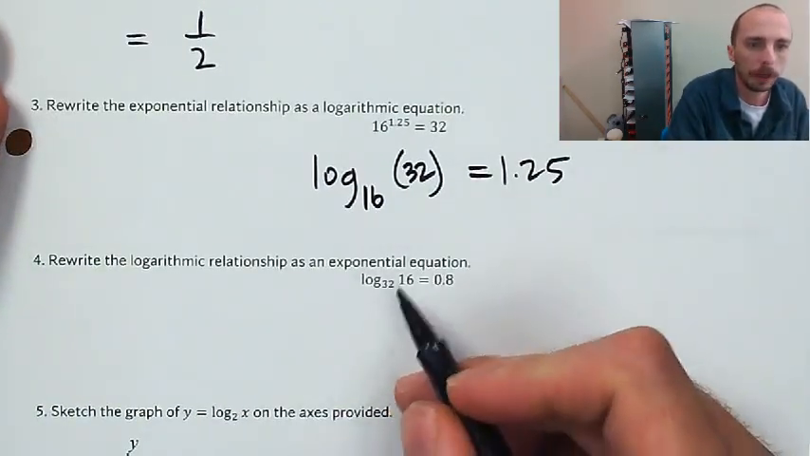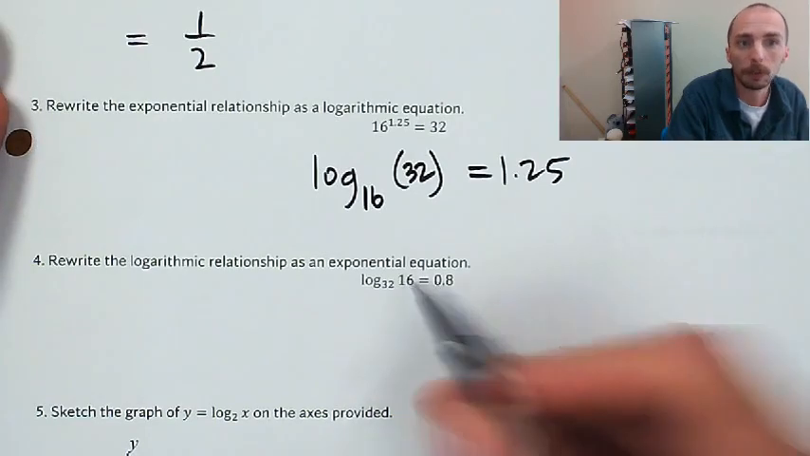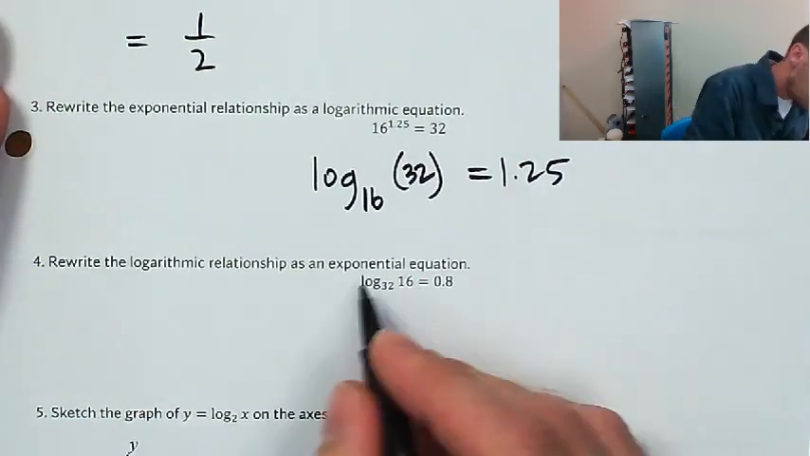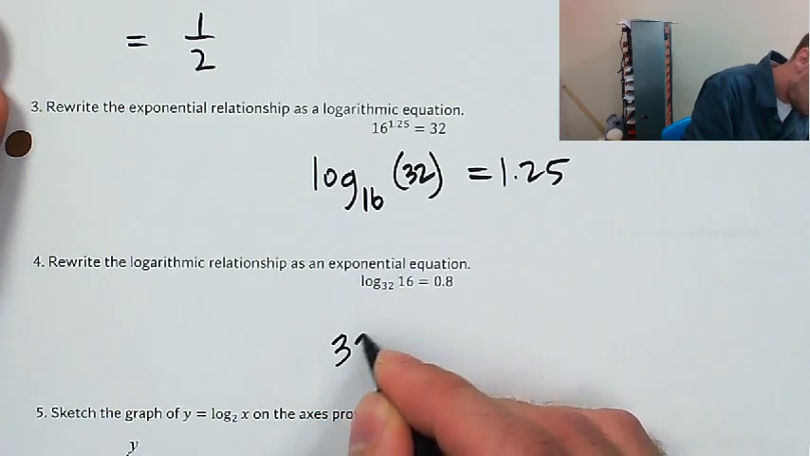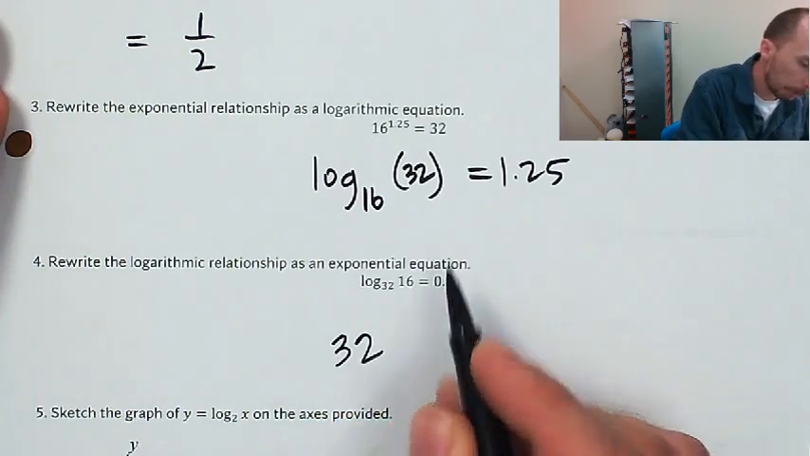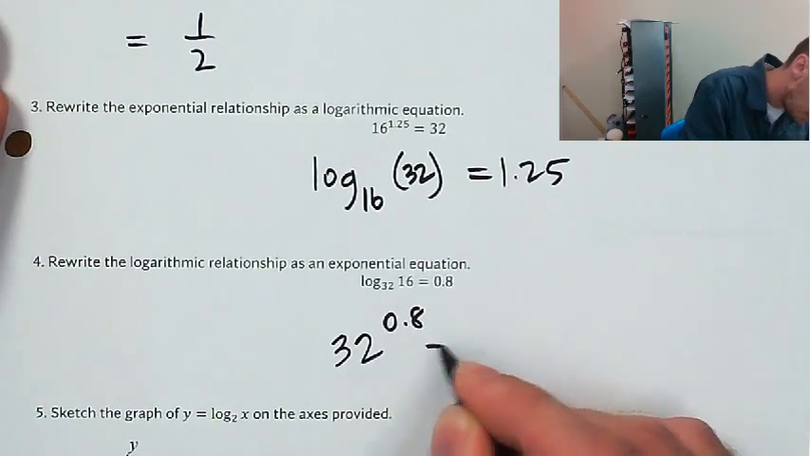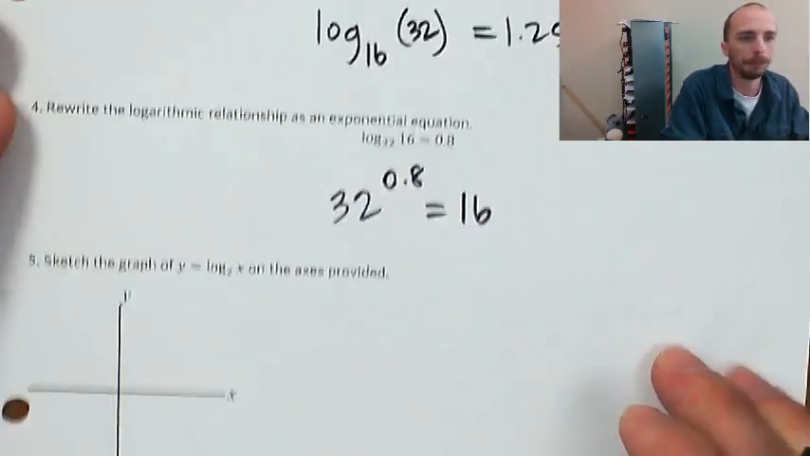And then this one, 32 to the 4/5 equals 16. It's really just the opposite of that. So the base of my log becomes the base of my exponential. The log is the exponent. The log is 0.8, so that's 0.8, and that's equal to 16.